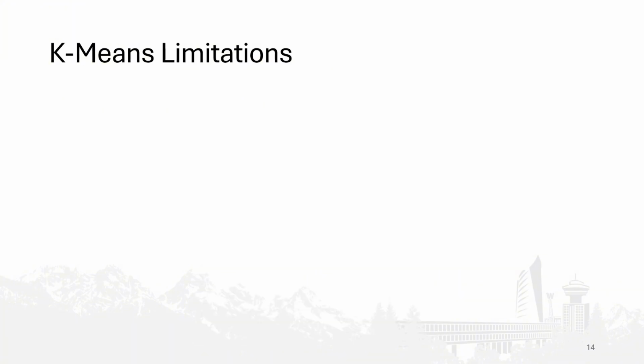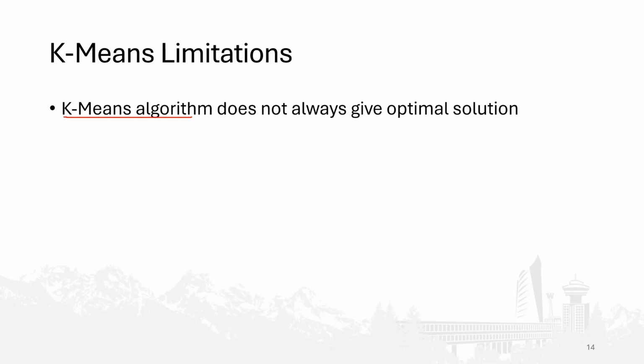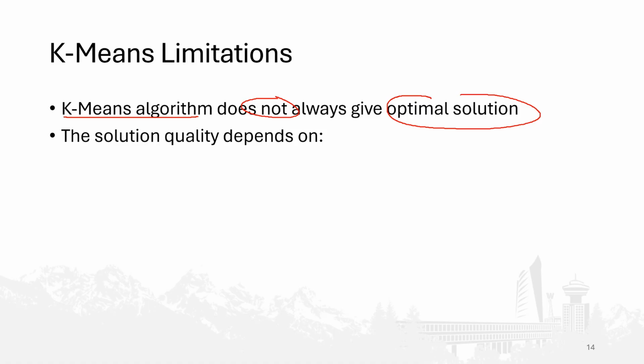Now, the K-means algorithm has some limitations here. As we said, it doesn't always give the optimal solution. And the solution quality depends on two main factors. First of all, it depends on how we place our centroids initially, right? Because different placement will give us different solutions. I will show you one example later.